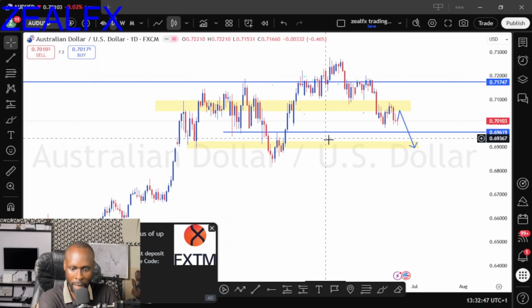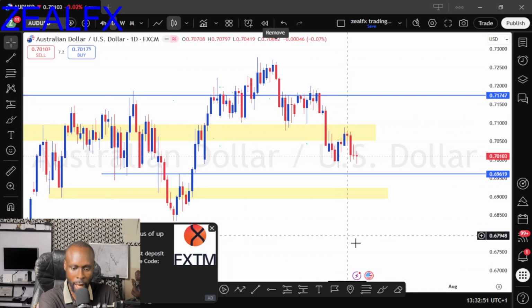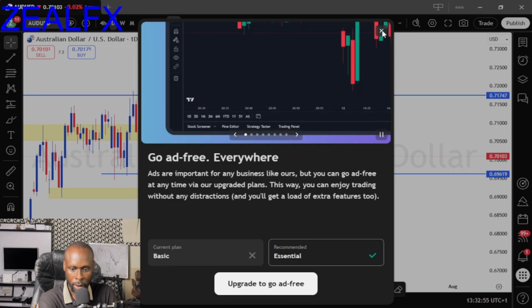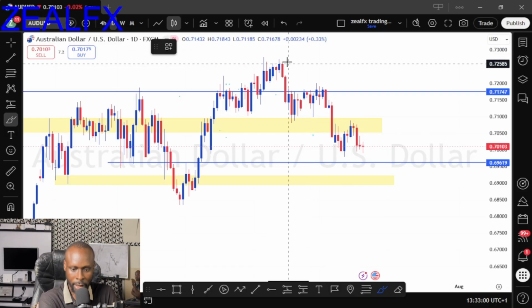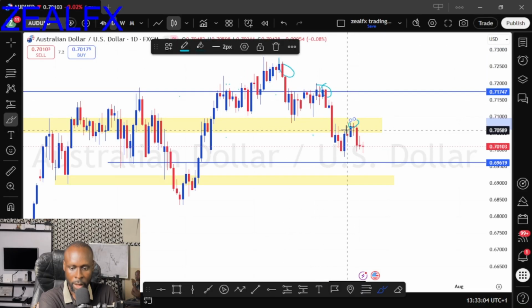On my daily time frame, we can see we have a series of higher lows on the Australia USD. We have this higher high, then price creating a lower high and another lower high. So this series of lower highs indicates the bearish trend for the Australia USD. So long as we have this bearish trend, our job is to look out for more selling opportunities on the Australia USD.